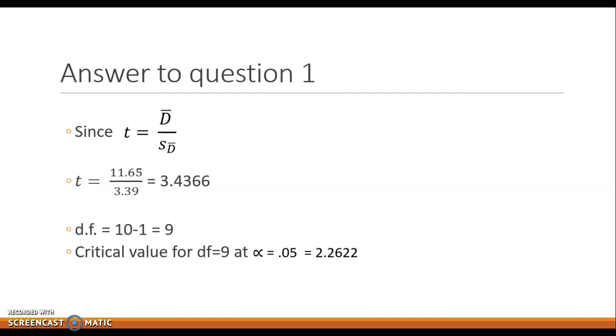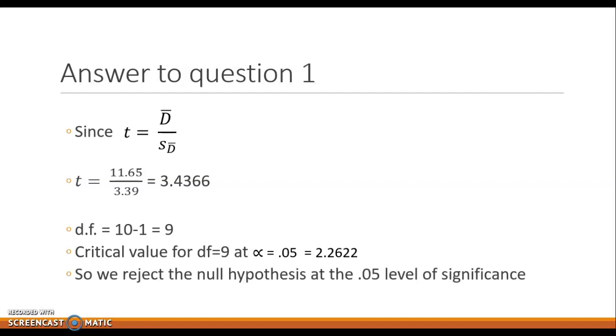of these equations. So since we know what t is, if we plug the numbers in, we get t is then equivalent to 3.4366. We know what our degree of freedom is. It's our 10 pairs. So n is 10 minus 1. So the degree of freedom is 9. If you look that up on your t table, you're finding the critical value for the degree of freedom of 9 at alpha equals 0.05 is 2.2622. Now, since 3.4366 is more extreme than 2.2622, we will reject the null at the 0.05 level of significance.